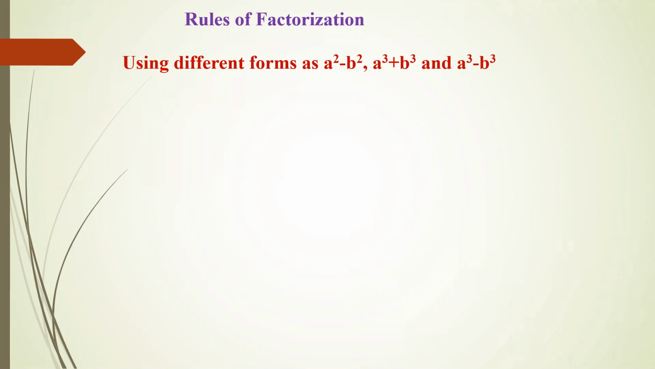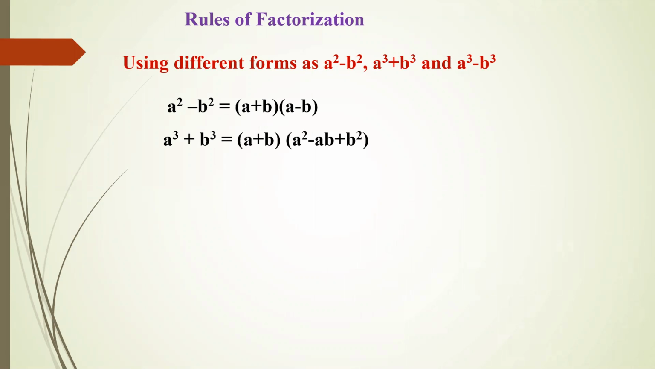Before we start, we have to understand about this thing. What is a square minus b square? That is a plus b times a minus b. You know that, right? So what is a cube plus b cube? That is a plus b times a square minus ab plus b square. And what is a cube minus b cube? That is a minus b times a square plus ab plus b square. So I will suggest you to memorize all these forms. These are very, very important formulas. So you need to memorize them. Okay. So let's begin with the first one, a square minus b square.